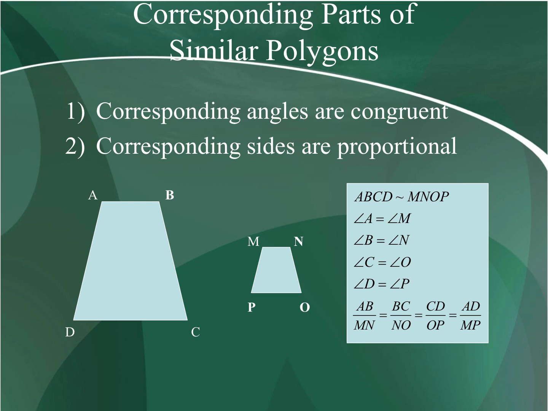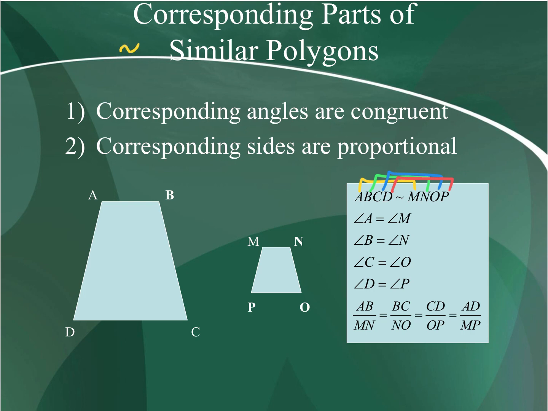That is the keyword, guys. Only the angles are congruent and the sides are proportional. So what does that mean? That means that A and M are congruent, B and N are congruent, C and O are congruent, and D and P are congruent. Now the similar symbol is a little squiggly.